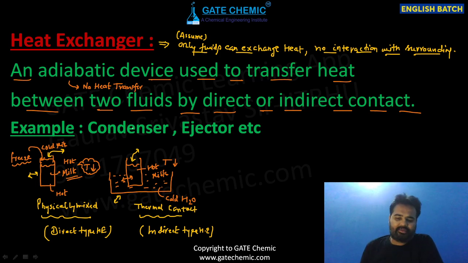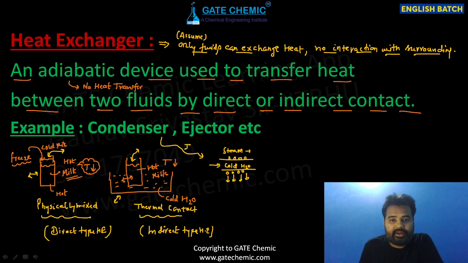Condenser. What is condenser, beta? Like if you are using a pipe, and outside this pipe steam is there, and inside this pipe, if we are going to supply cold water, then what will happen? Steam will start condensing and drop down. You can see, beta, steam and cold water are in indirect contact. This is indirect contact.